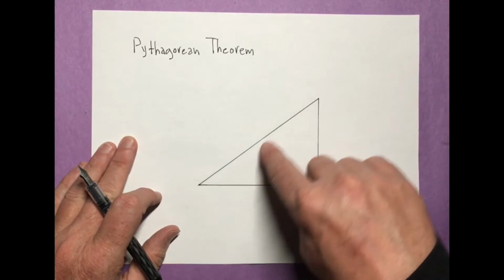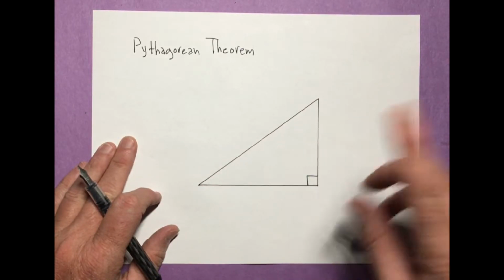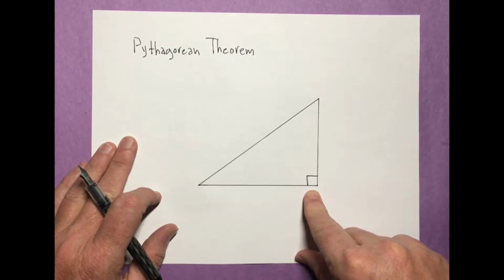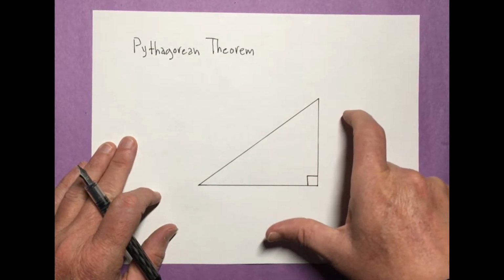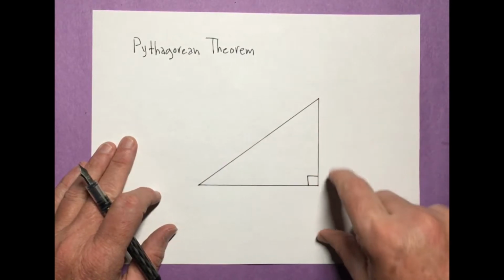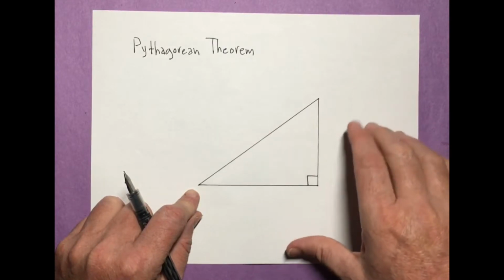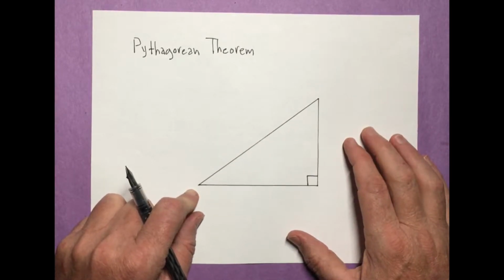And it simply says that if we have a right triangle, and as you all well know, a right triangle is just any triangle that has a 90-degree angle in it. There's a right triangle. If we have a right triangle, and we compare the length of the sides, we can write an equation about them. An equation which is true.